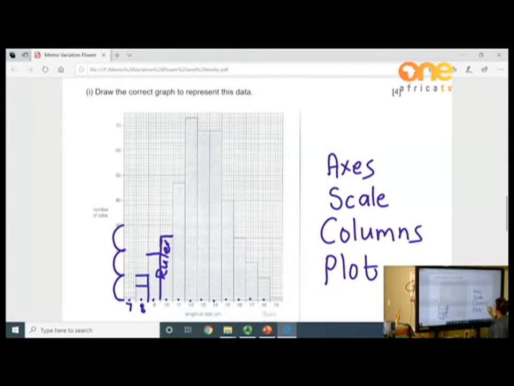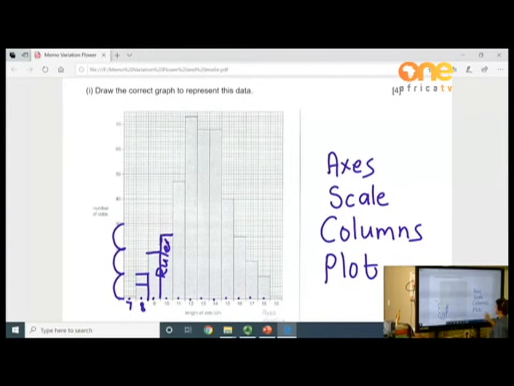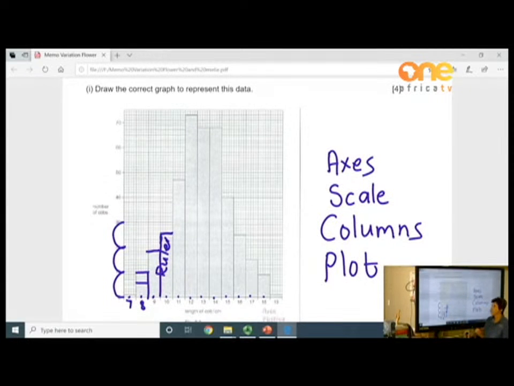And we draw a histogram. You will get a mark for having length of cob here and number of cobs there. We did not sort this into ranges because it was a small amount that we were working with. We did not start at 1 centimeter and go to 100 centimeter. No, we had only 8 different lengths. Shortest extreme was 7 and the largest was 19. Therefore, we could have written it like this.